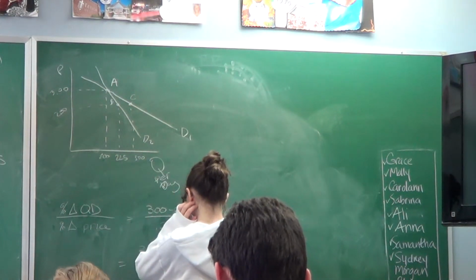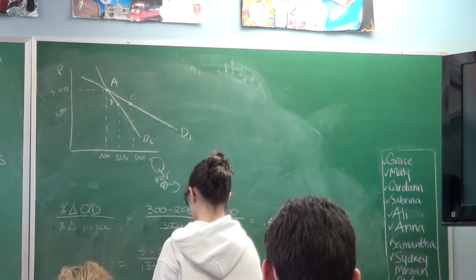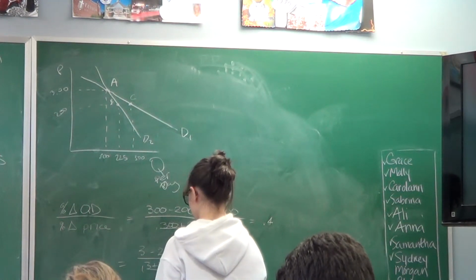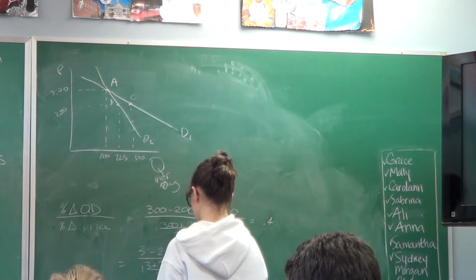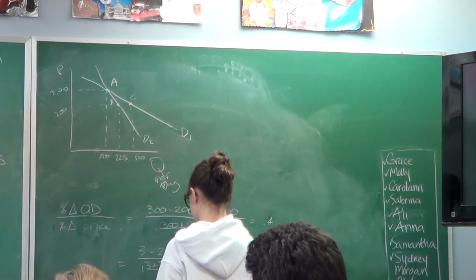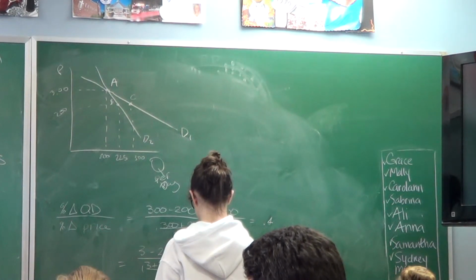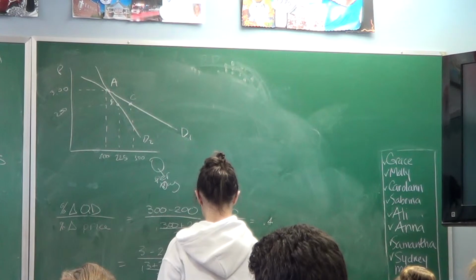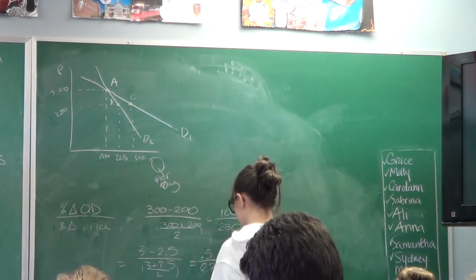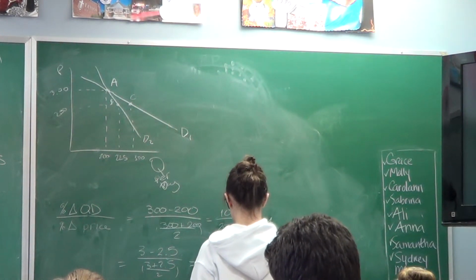So we have 0.5 on the top. It's just 0.5, so 3 minus 2.5, right? Yeah, I'm good with that. And then on the bottom, we have 5.5 over 2, which would be 2.75. And then 0.5 divided by 2.75 is 0.18 repeating, so you can just put 0.18.